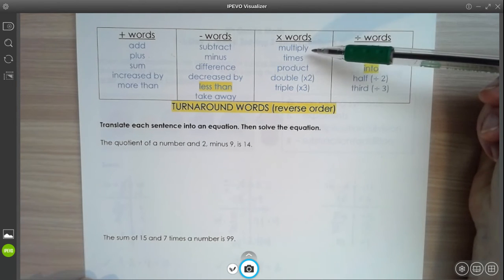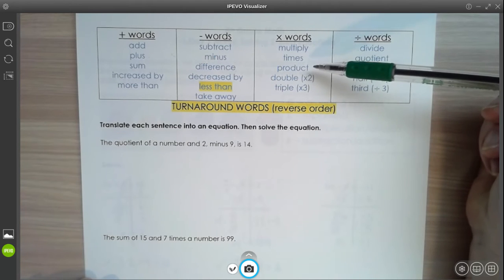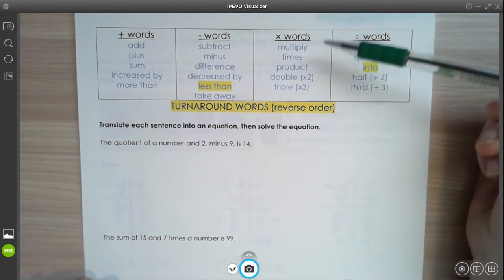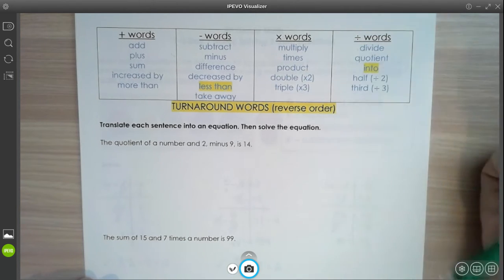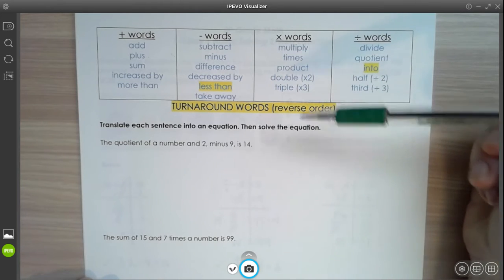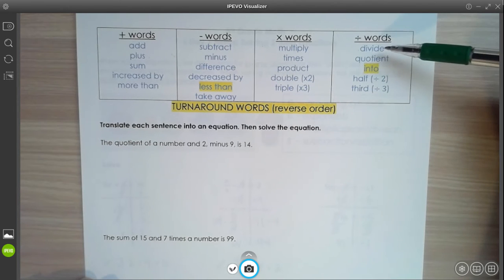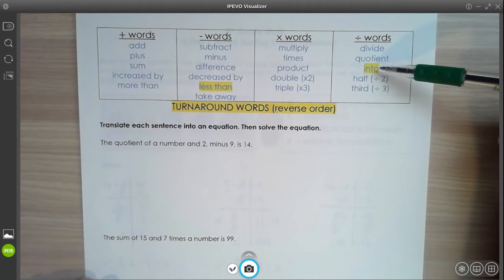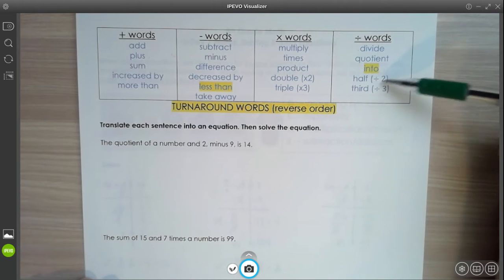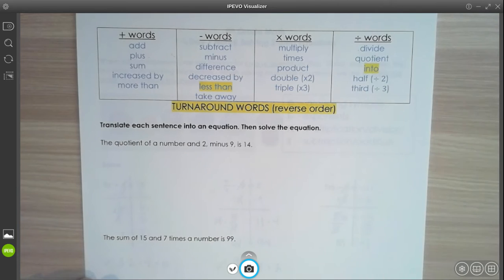These words all here hint that we need multiplication. So multiply, times, product is the answer to a multiplication problem. Double means I'm multiplying something by 2, or if I say triple, I'm multiplying it by 3. There are others, quadruple, quintuple, but we don't see those very often. Okay, and then we have division words: divide, quotient is the answer to a division problem. The word into means to divide, and again, I'll talk about why that's highlighted in a second. If I say half a number, that means I'm dividing a number by 2. Or if I say a third of a number, that means I'm dividing it by 3.